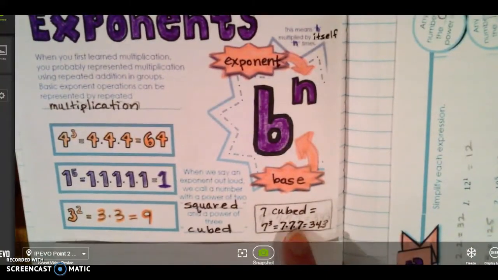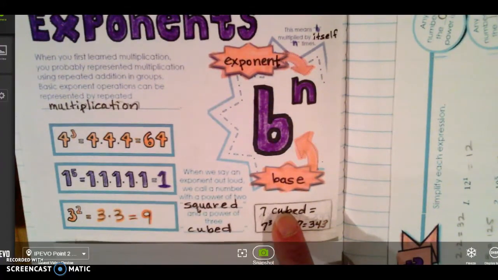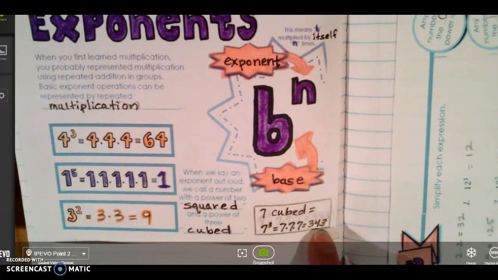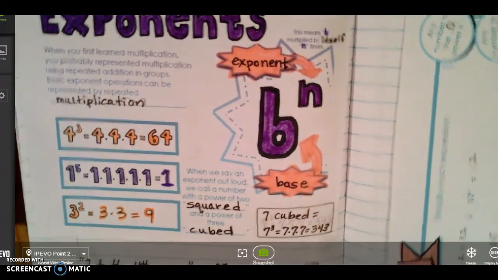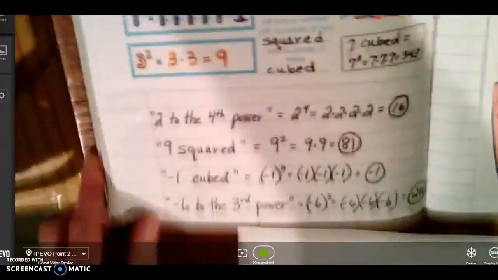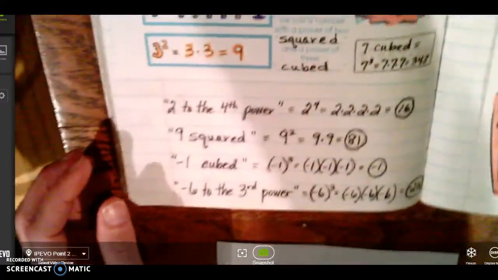Here's a space where you can enter another example. If we have to calculate 7 cubed, you would take 7 to the third power, and you would multiply 7 times 7 times 7 to give you the answer of 343. Now, in your notebook, that small sheet of paper leaves you with room at the bottom on your lined paper. Here's some examples to add to your notebook so that you have more examples to refer to.